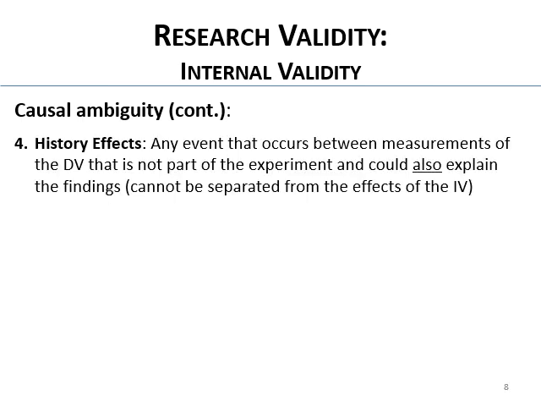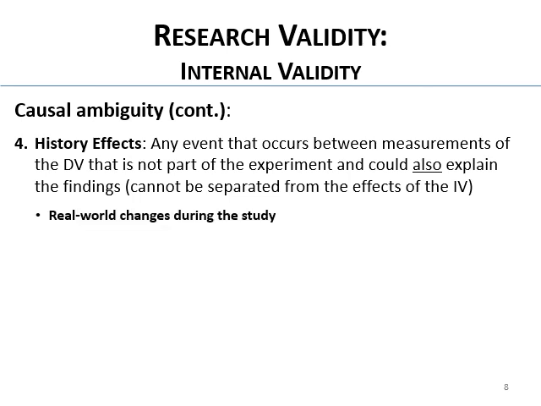So then there's history effects, and this is the one we were talking about when I brought up the example of a motorcycle safety program. A history effect is any event that occurs between measurements of the dependent variable, and it's not part of the experiment, so you didn't do this on purpose. But these things that occur could also explain the findings that you get, because you can't separate them from the effects of the independent variable.